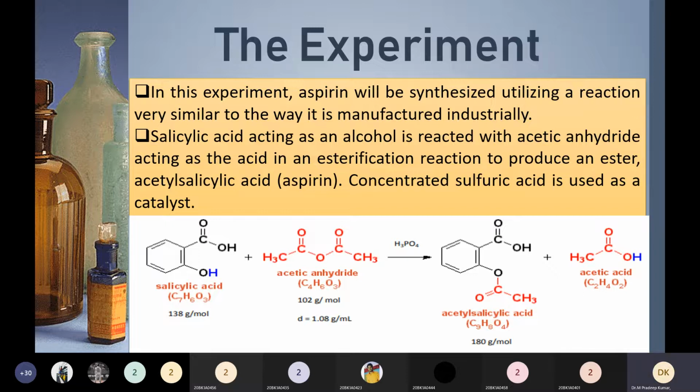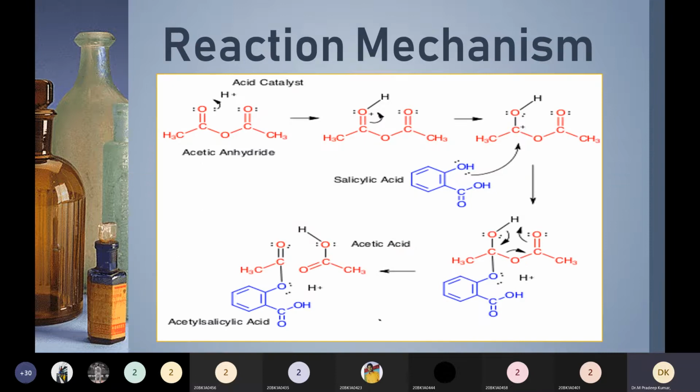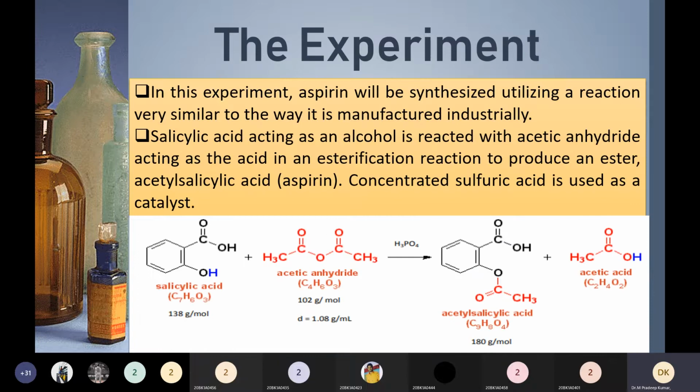Now I will use one whiteboard to show you the reaction and the mechanism also. This is the reaction mechanism. Let me use the whiteboard to show you the reaction and the mechanism. The reaction and the mechanism both we'll discuss.